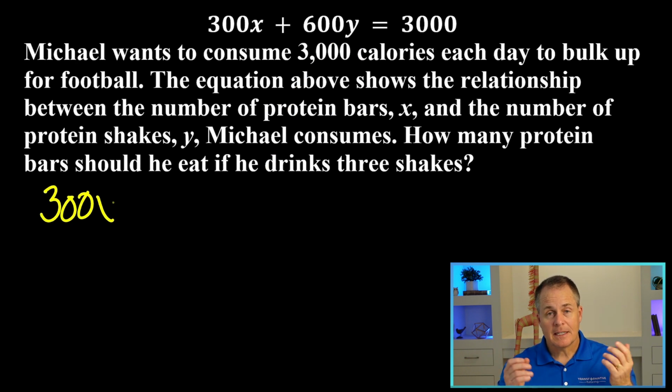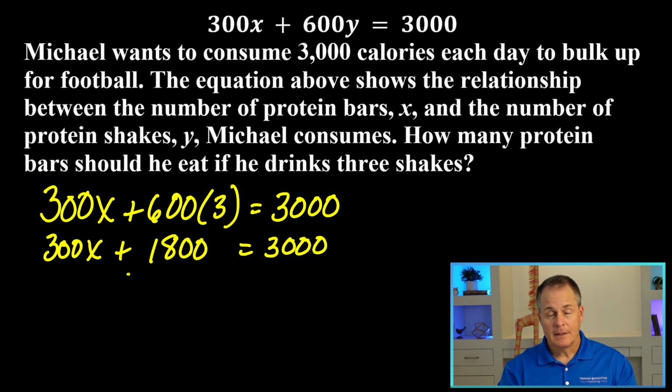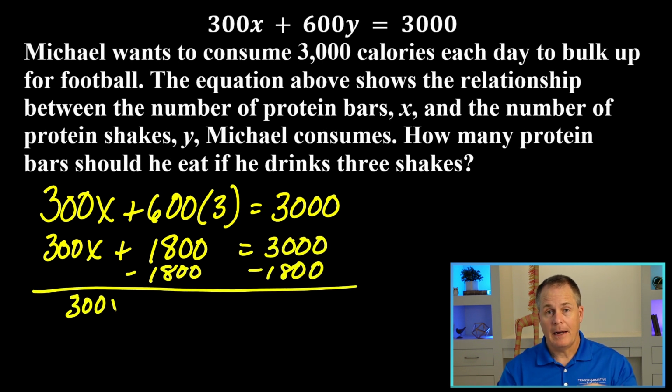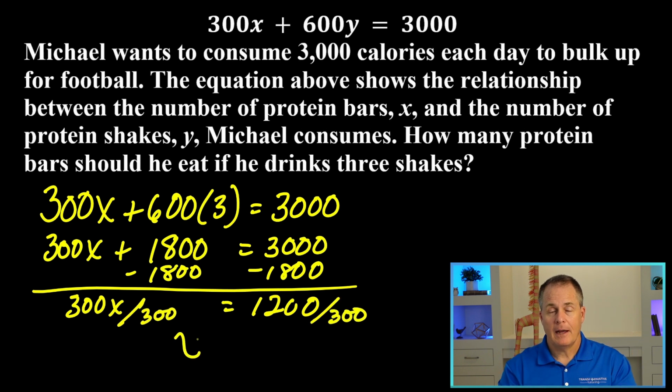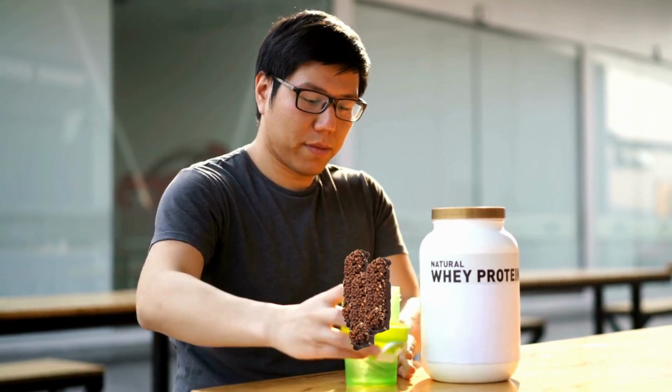3 times 600 is 1800. So we'll have 300x plus 1800 equals 3000. Subtract the 1800, and now 300x equals 1200. Divide by 300, and we get x equals 4. So he's going to need 4 protein bars.